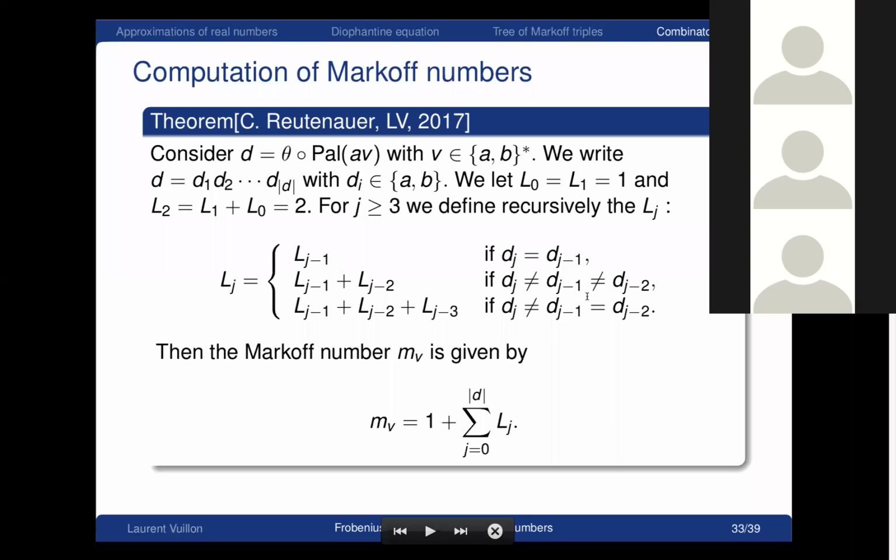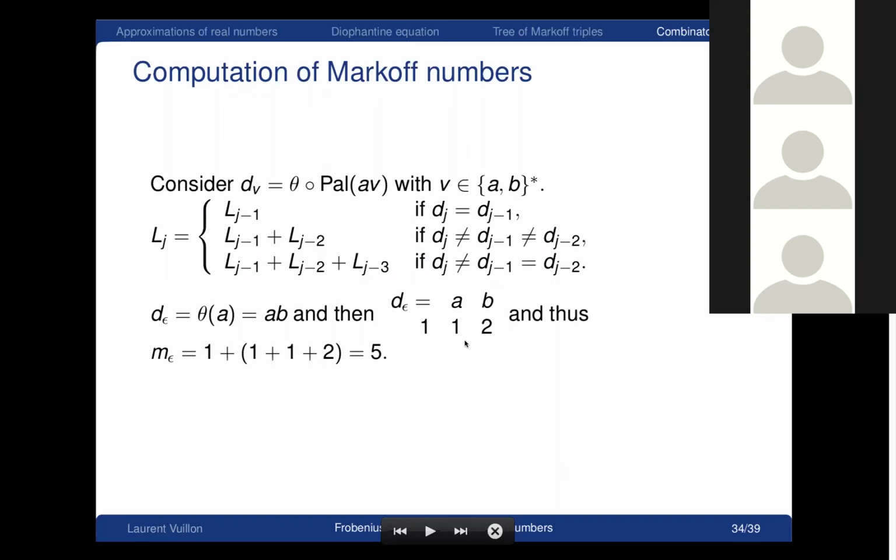Now, if in your directed word, at position j, you have a letter distinct from the letter in position j-1 and distinct from the letter in position j-2, so maybe it's A, B, A, or B, A, B, okay? Then l_j is the sum of the two previous values. And if you have d_j distinct from d_{j-1}, and d_{j-1} is equal to d_{j-2}, then you make the computation with the third last value. So either your transformation is like Fibonacci, or like a variant of it. And then you can compute directly your Markov numbers. So it's interesting.